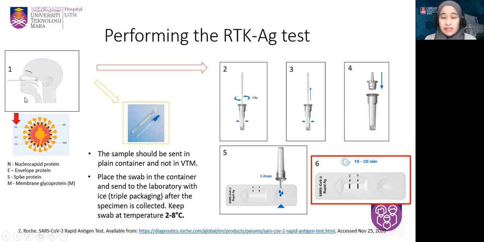Okay, this is where our role is, which has been explained extensively in the earlier module on how to competently perform a nasopharyngeal swab. When you are performing the swab, you want to swab as much nucleocapsid protein from the virus as possible. Then you put it in the plain container, as we mentioned in the earlier module, not the VTM, because a swab that is accidentally put in the VTM container won't be able to be processed for the RTK antigen. Hence, a repeat swab will be needed.